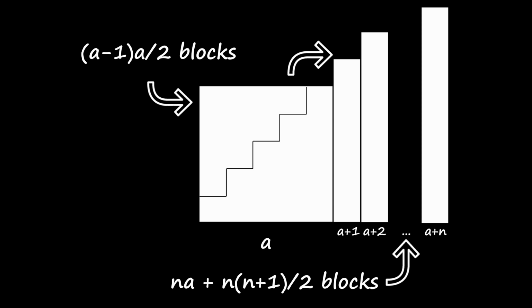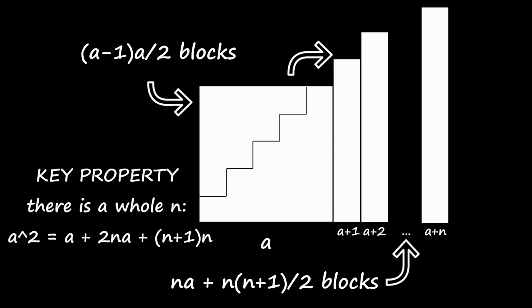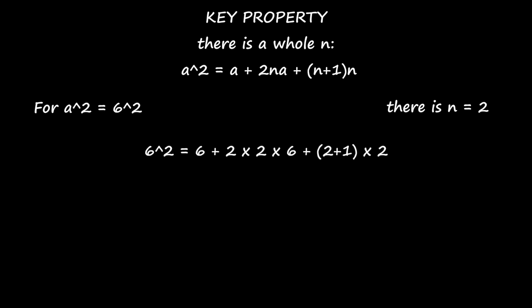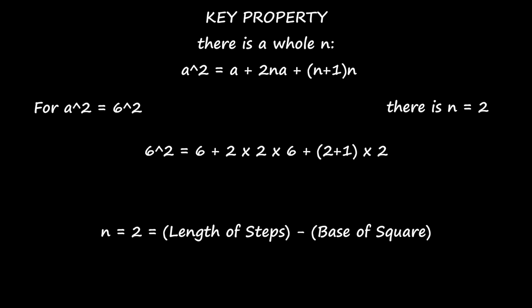Hence, a square that can be rearranged as steps has the property that there exists a whole number n such that a squared equals a plus 2 times n times a plus (n plus 1) times n. For example, for 6 squared, there is n equaling 2 such that 6 squared is equal to 6 plus 2 times 2 times 6 plus (2 plus 1) times 2. Indeed, 2 is the difference between the length of the steps a, which we are hoping to construct, and the base 6 of the square, from which we are making the construction. Let me visualize the key property.